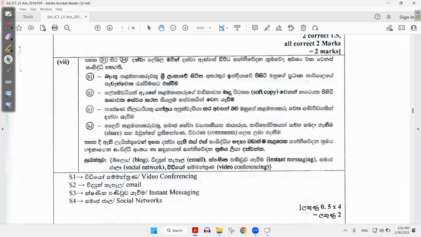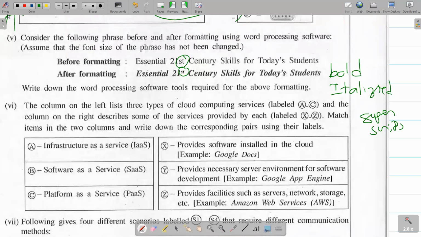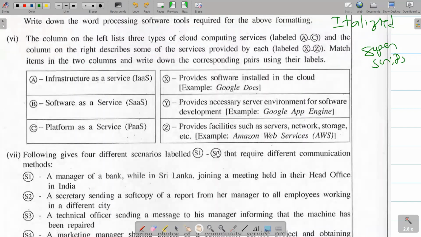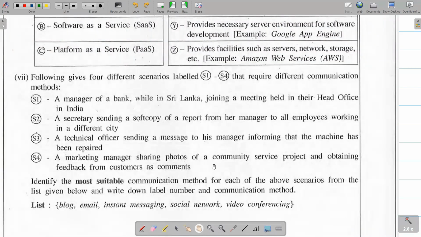The 7th one. So in the 7th, I'm sorry, in the 7th, what they are asking is, the following gives 4 different scenarios, labels from S1 to S4, that require different communication methods. And yeah, it can be taken from the list which is given here.